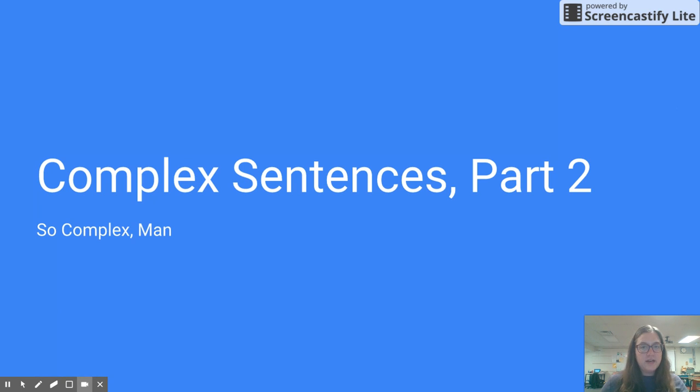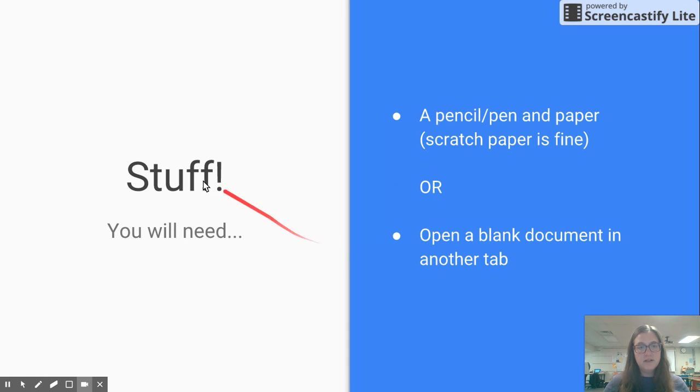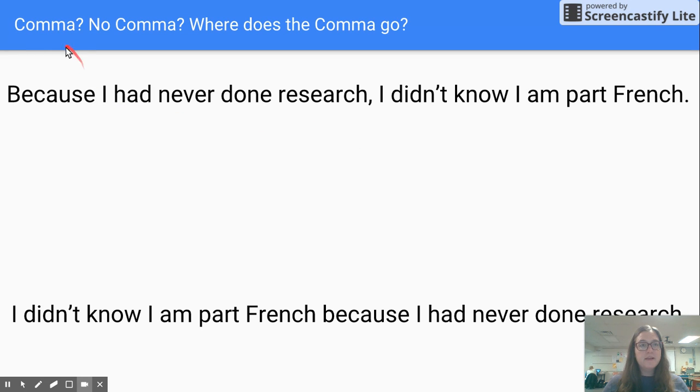We're going to take a look at complex sentences right now, the second part, which has only one goal, and that is to correctly punctuate complex sentences. You're going to need, again, either a pencil and paper or another blank document, just so you can make sure you've got all the information you need. So, comma, no comma, where does the comma go?